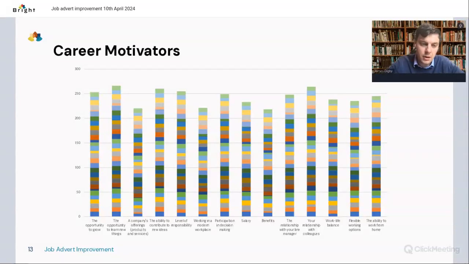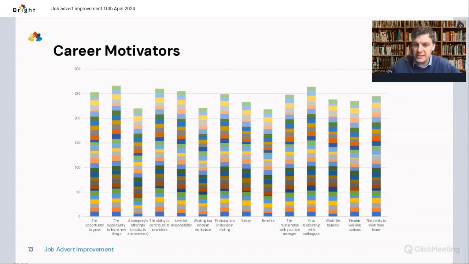And those top three things are the opportunity to learn new things, the ability to contribute new ideas, and the relationship that they have with their colleagues. So there are two areas there: relationship with their colleagues who are their peers, but also the relationship with their colleagues who are their line managers. It's really important for people that they have the opportunity to progress themselves. It's really important that people have the opportunity to contribute new ideas. It's really important that people have the opportunity to have strong relationships with people around them and feel supported by those people. And these are the things that are often missing from job adverts.